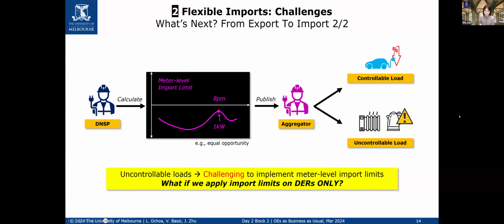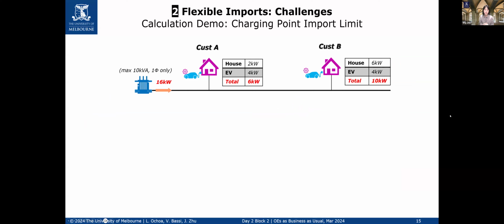Next slide, please. Here is a simple calculation demo of the first limit I mentioned, the simplest one, the charging point import limit. What you can see here is a small transformer which is supplying two customers. Both of them have an electric vehicle which is charging with a level 1 charger. The demand is 4 kilowatts for each. In this case, since this transformer has a capacity of 10 kVA, it is overloaded by 6 kilowatts. Animation, please.